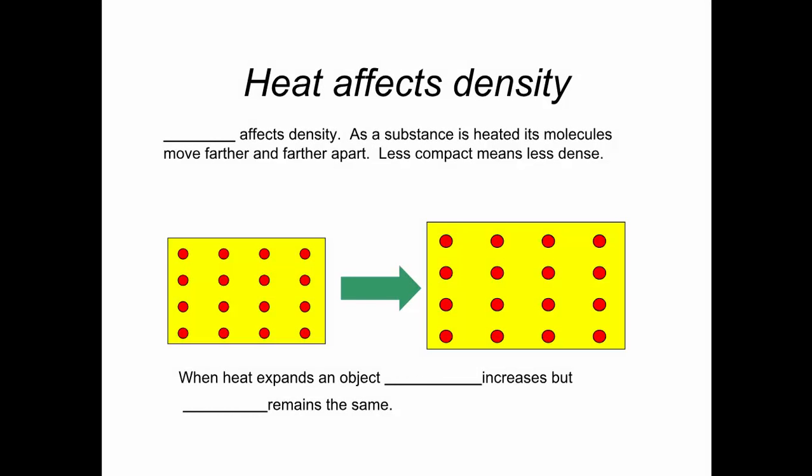Now, we mentioned yesterday that heat can affect the density. As we heat a substance, the molecules spread out. The volume of a substance gets larger. And so how does that change its density?